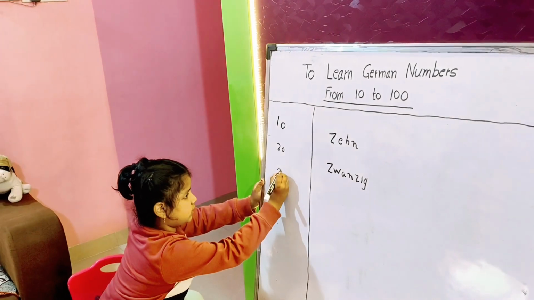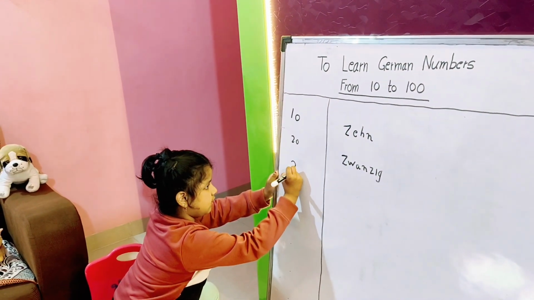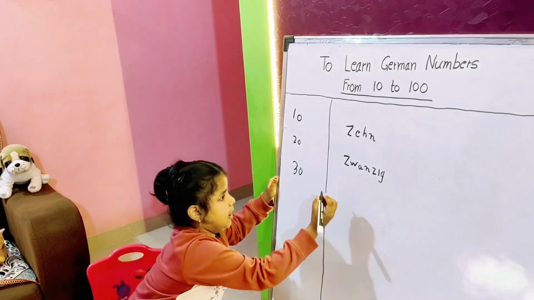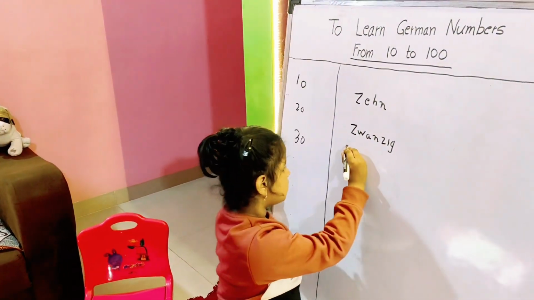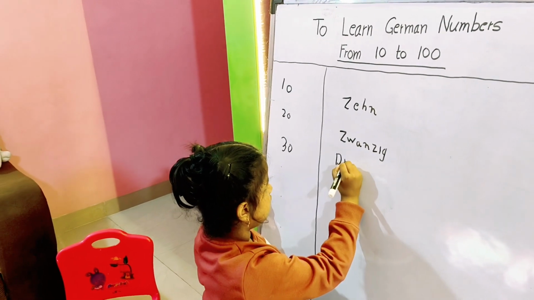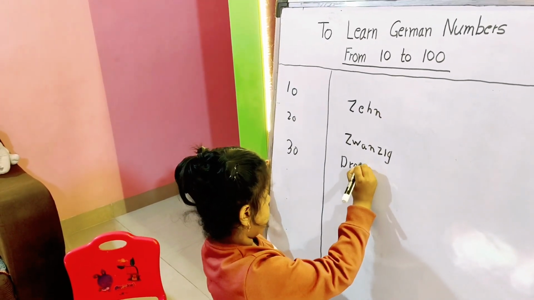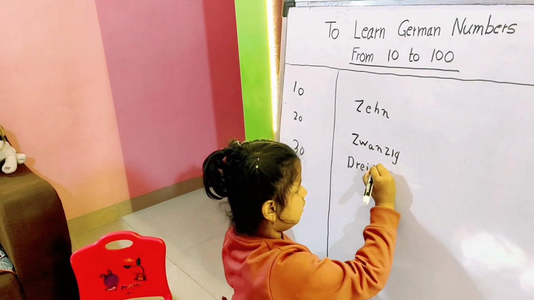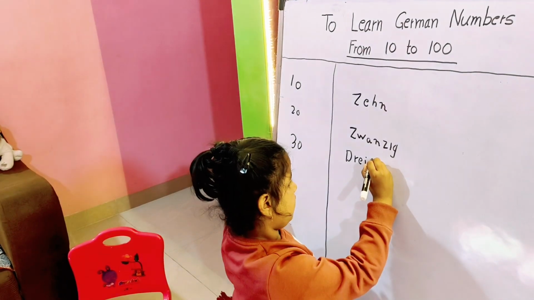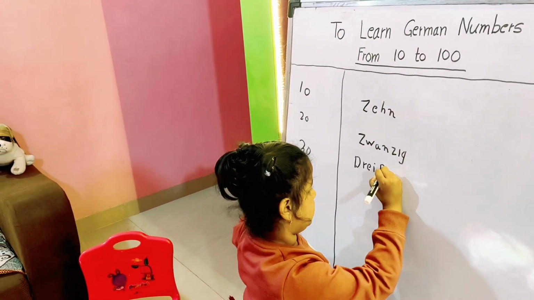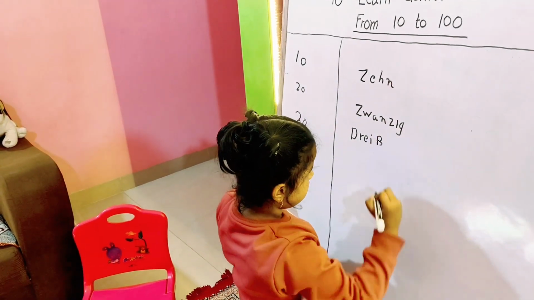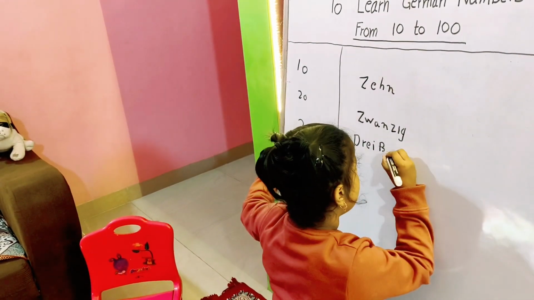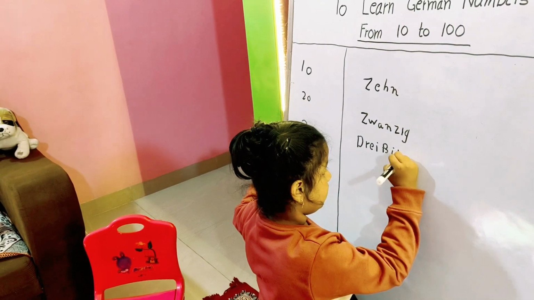Look how to write 30. First you write drei, D-R-E-I. Then dreißig. It will become like this, not exactly like this, a little bit like a plus. And then I-G.